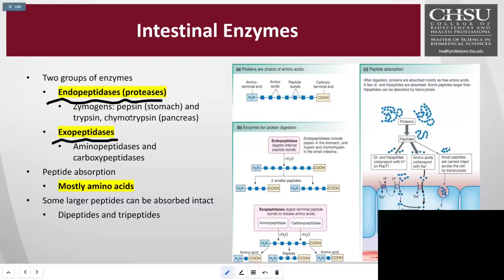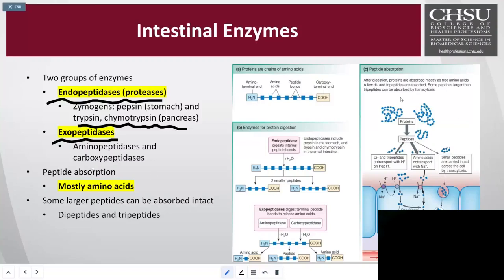And then we also have trypsin and chymotrypsin. These are the ones made by the pancreas. They also break down proteins. And then we also have the exopeptidases, which break down specific amino acids at the ends, the amine group and the carboxylic acid group. So we have aminopeptidase and carboxypeptidase. Just be mindful of the enzymes.